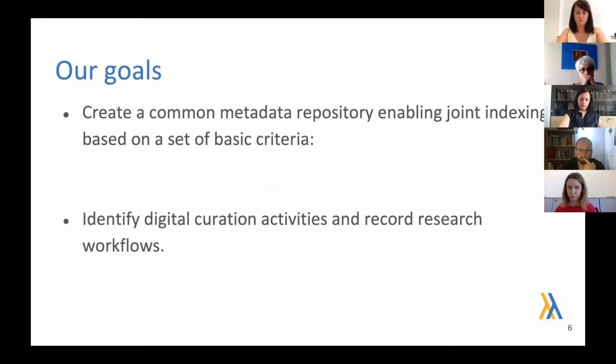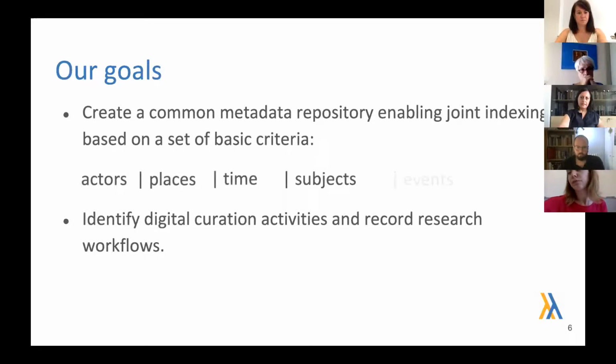Our aim is twofold. On the one hand, to gather metadata coming from different providers and assemble them in a way that will enable joint indexing based on the following criteria: actors, that is persons and organizations, places, time, subjects, and events. That means that the end user will be able to search in one place records from various providers, combining those basic criteria, regardless of the field name in which this information is originally kept.